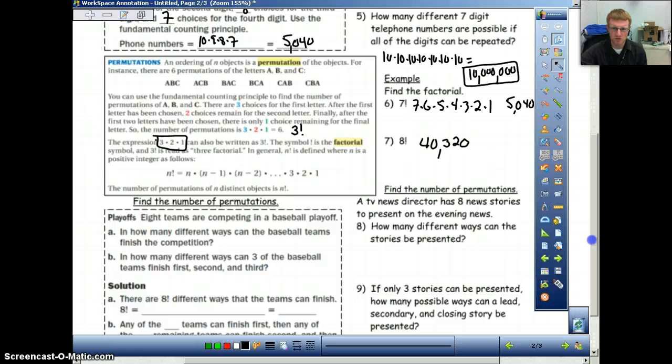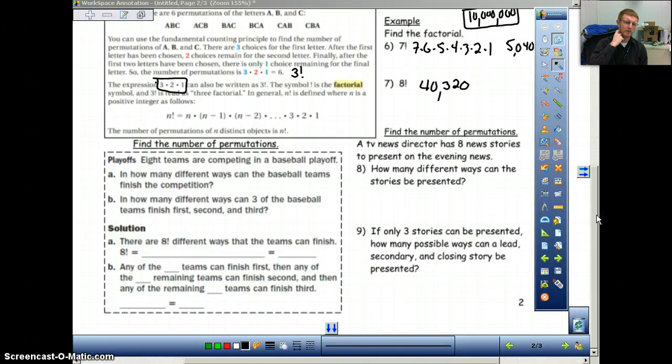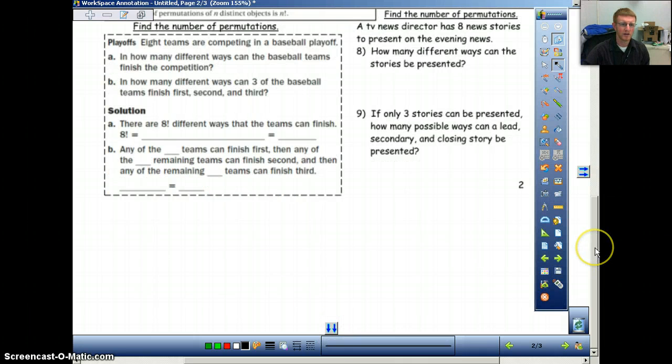We talked about permutations and what factorial is. So let's get right into an example. This is going to be a little bit different, but it does involve factorial. So we're talking about a playoffs, and it says 8 teams are competing in a baseball playoff. What it wants to know is, in how many different ways can the baseball teams finish the competition? In other words, how many ways can one team come in first place, another team come in second place, third place, fourth place, and how many different orders can we do?